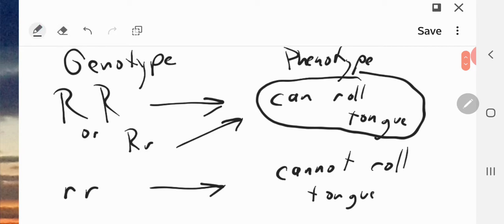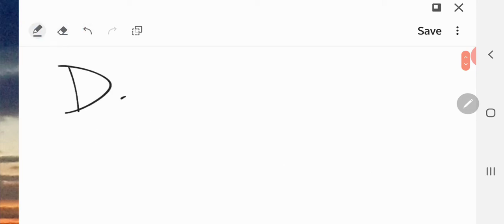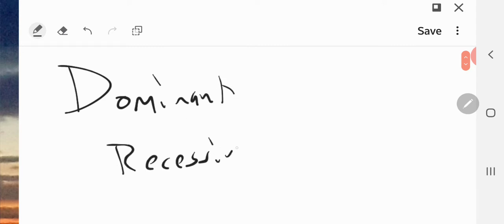Now, this relationship right here is called dominant and recessive. Okay, so the big letter is completely dominant over the little letter. So that's why two big R's is the same as one big R. It doesn't matter. This is your standard, your classic dominant and recessive. Okay, so we have dominant and recessive. That's your standard dominant recessive. We just talked about that. So big R, whatever, and then little r.